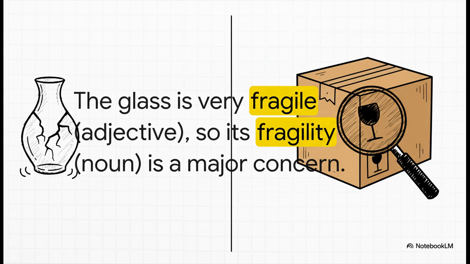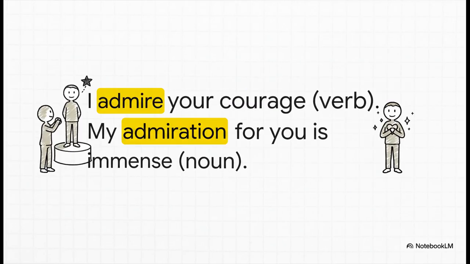Fragile is the adjective. It describes something that can be broken easily. Be careful, that vase is very fragile. The noun form is fragility. That refers to the quality of being easily broken. You could say, because of its fragility, we have to ship it in a special box. Knowing both lets you express the same idea in different ways. It's super flexible.